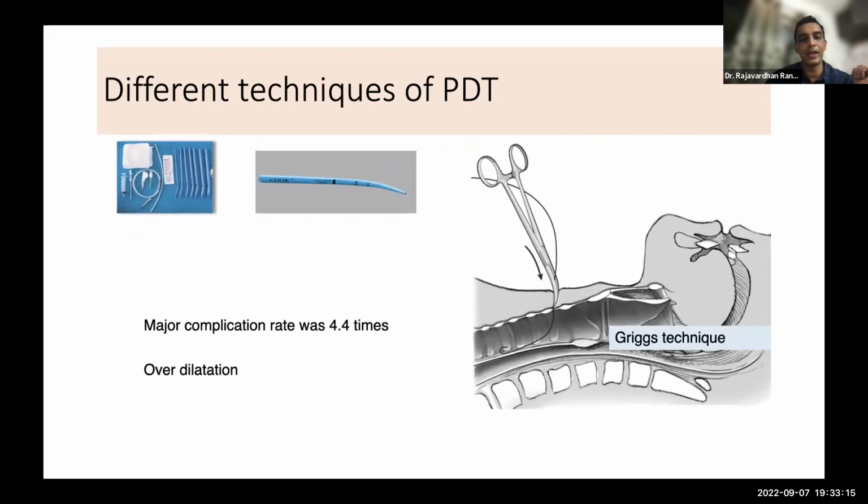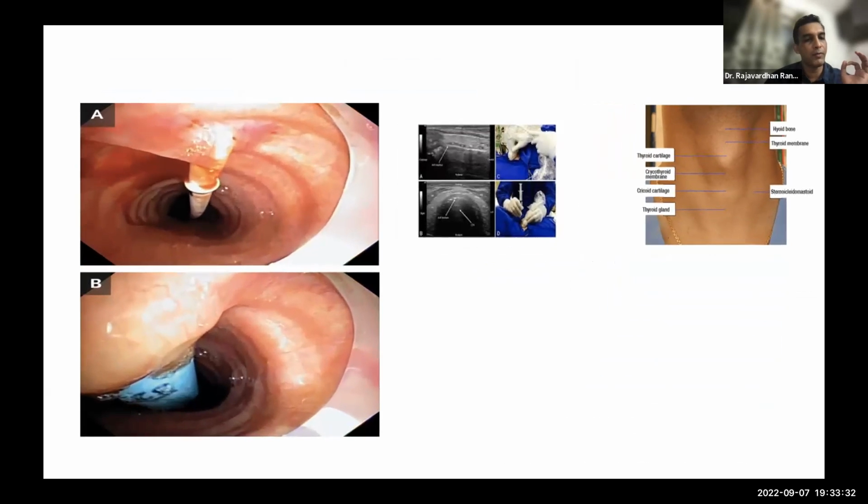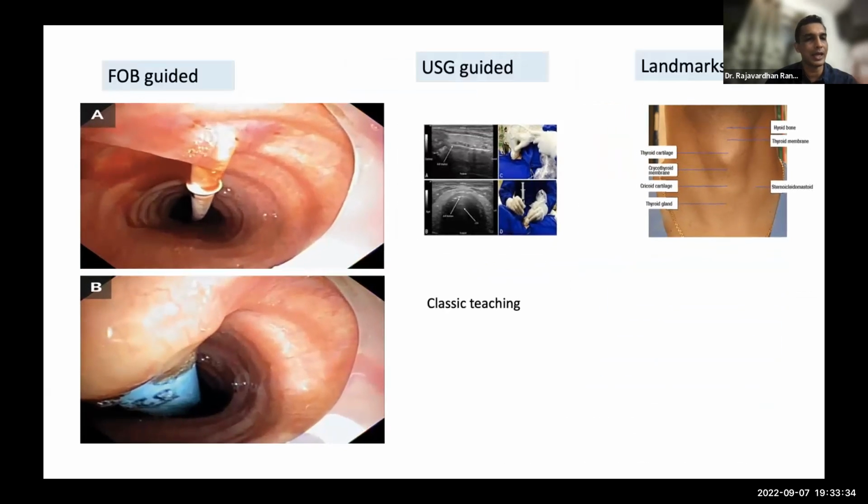Okay, next is the Griggs technique. Here, the major complication rate was 4.4 times, and invariably it will lead to overdilation. So the Ciaglia Blue Rhino technique, single pass, is preferred. Okay. Then different techniques, as Nitya discussed already: FOB guided, USG guided, and landmark guided. FOB guided is considered the gold standard. It's a classical teaching. The only thing is increased duration was noted in FOB guided.